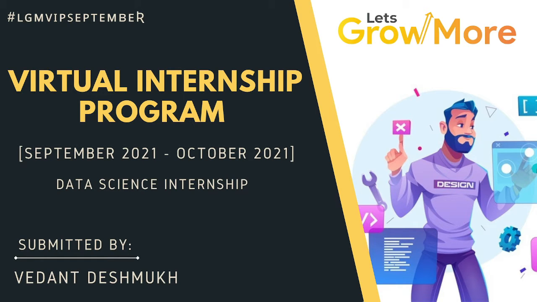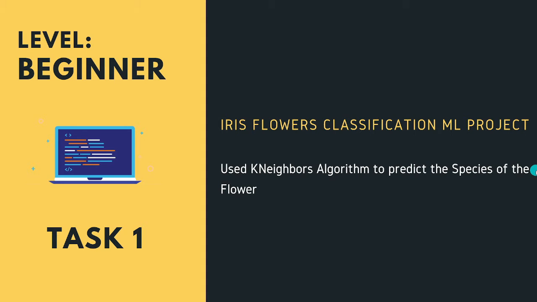I am Vedant Deshmukh, a data science intern at LetsGrowMore. This is task 1 of level beginner. The title is Iris Flowers Classification. I have used K-neighbors algorithm to predict the species of the flowers. Now let us head to the solution.